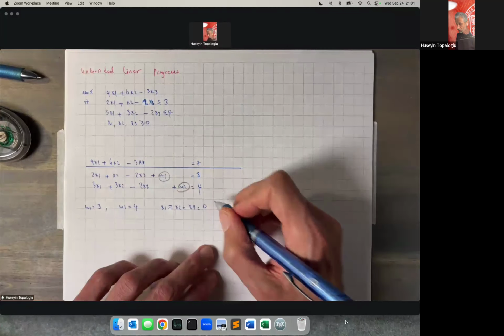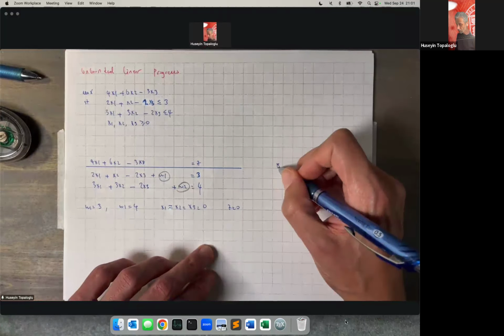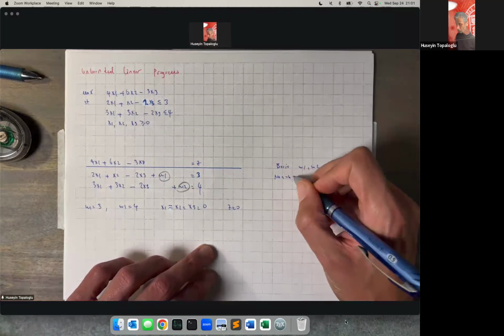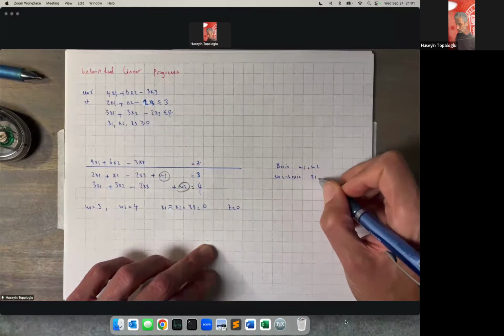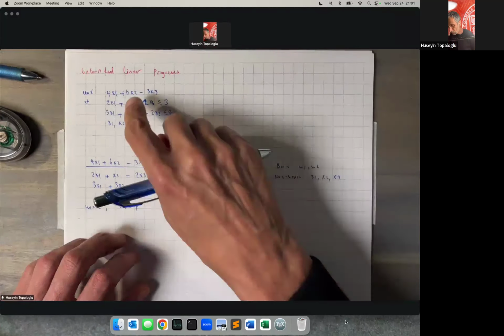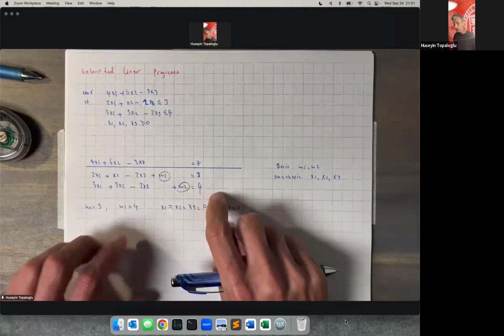x1, x2, x3 are zeros, so z is 0. Our basic variables are w1 and w2. Our non-basic variables are x1, x2, x3. Good. We're trying to maximize the objective function in this linear program.